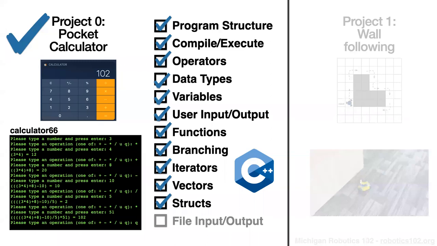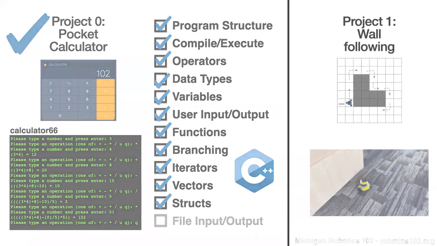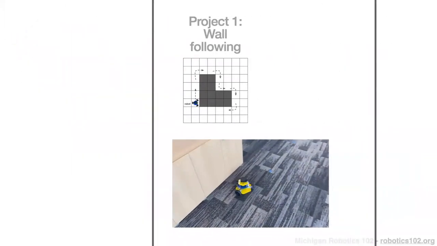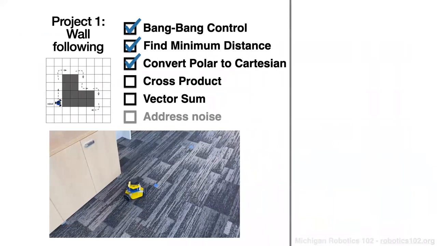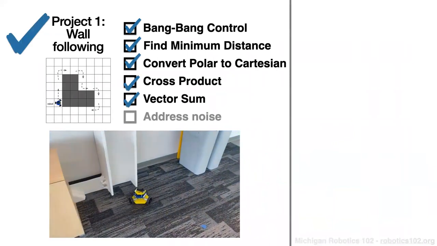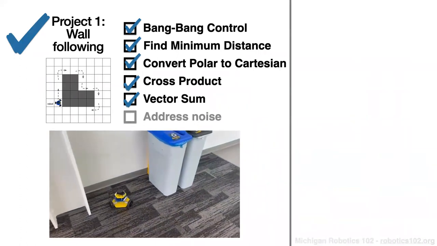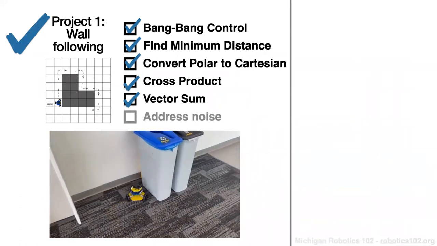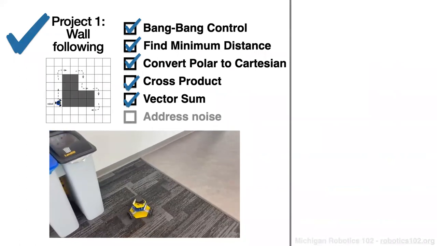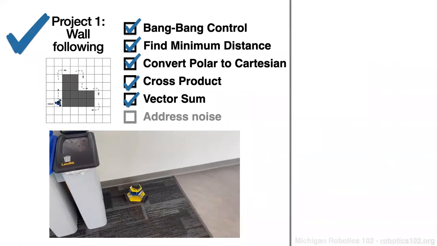That recap goes over finite state machines, which was one of the main things we should take away from Project Zero. But I also want to say that we've covered wall following as well. That was Project 1. If we do our checklist for this, we implemented a number of great things. We implemented a bang-bang controller, we implemented find min dist, we converted polar to Cartesian. We implemented a cross product, and if you didn't implement a cross product, you didn't get all the points for the project. We did a vector sum.